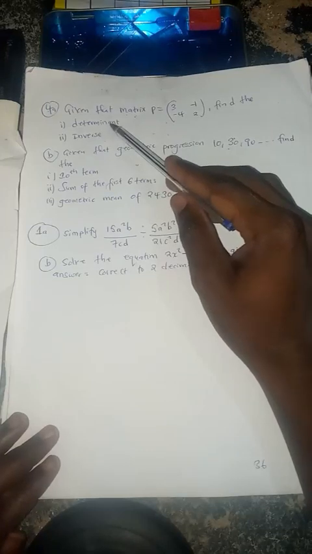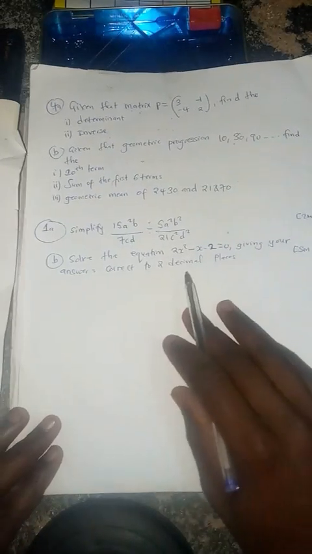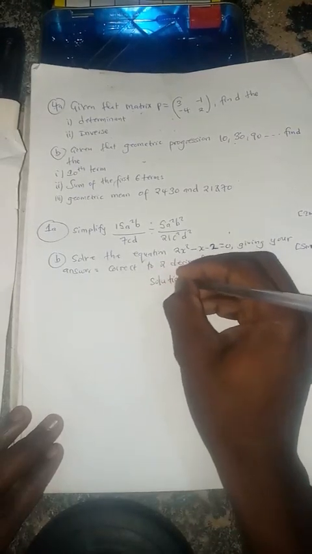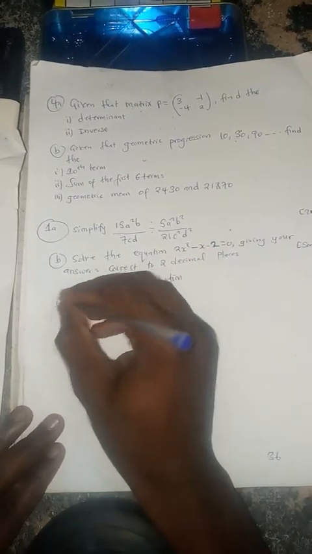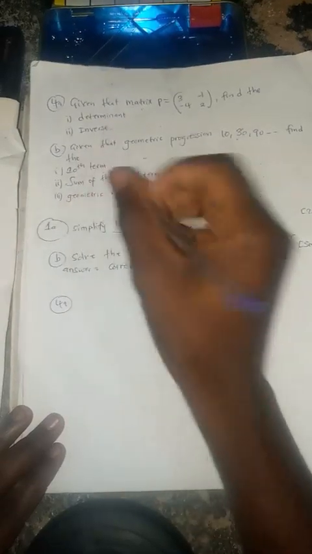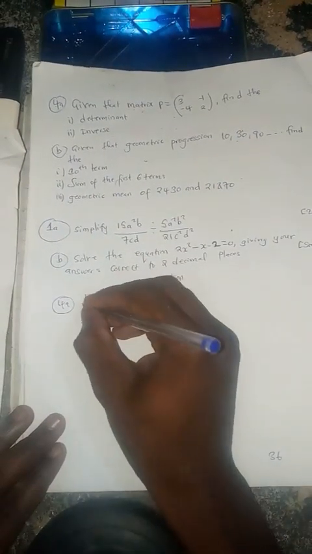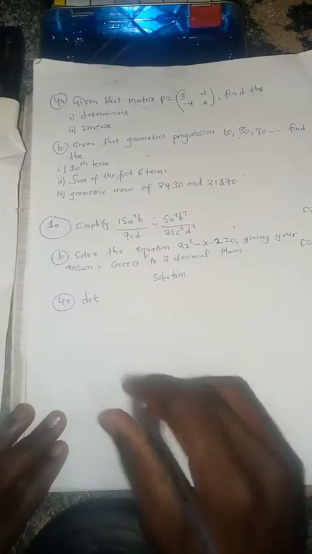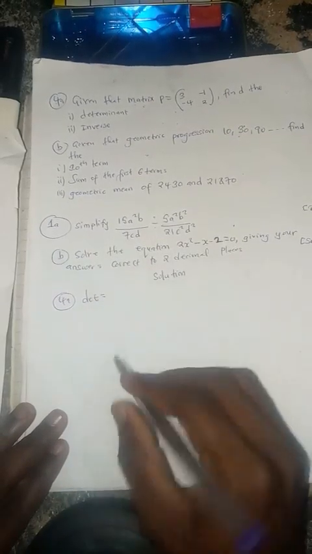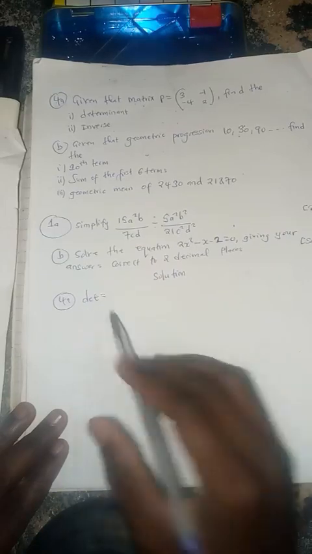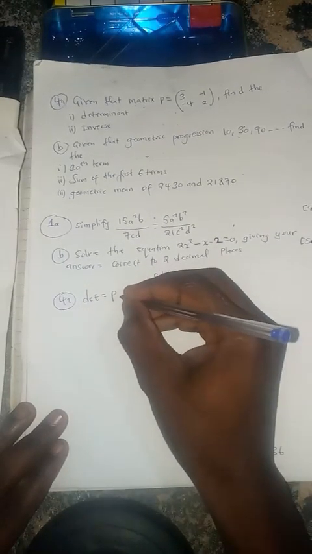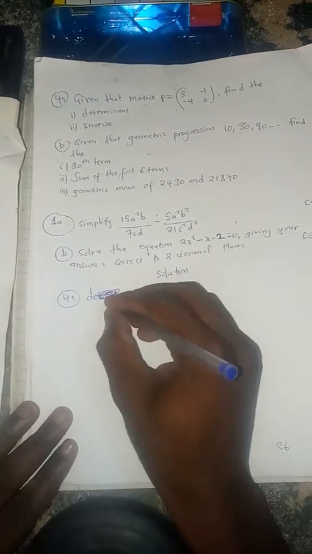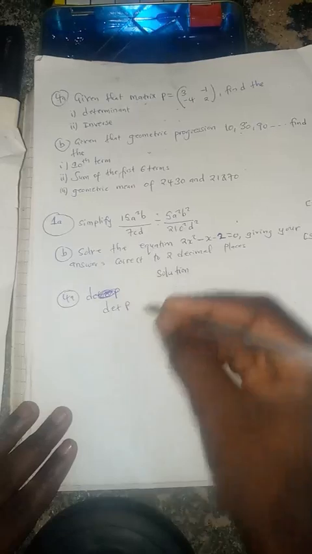So how are we going to find the determinant? Very easy. The first key step, I'll write solution. We indicate 4a. So I'm going to find the determinant. The determinant is simply represented by det. Det is the shortcut for determinant. So for matrix P, let me just write the determinant of P.